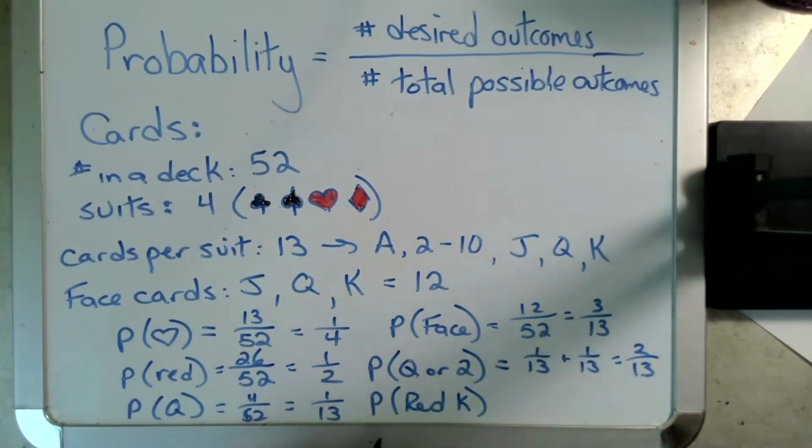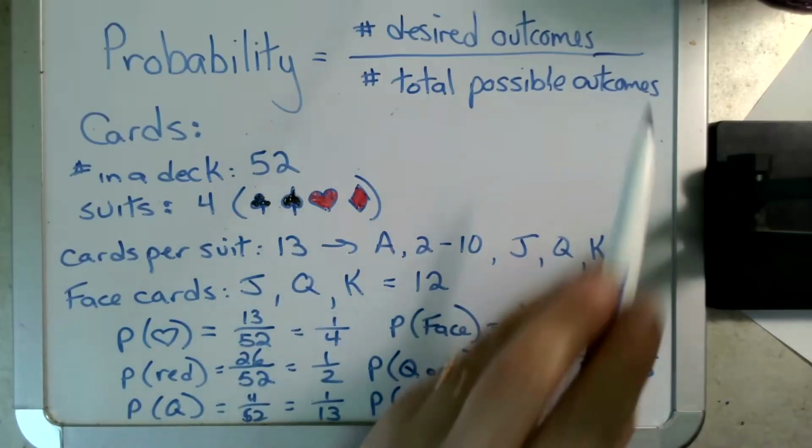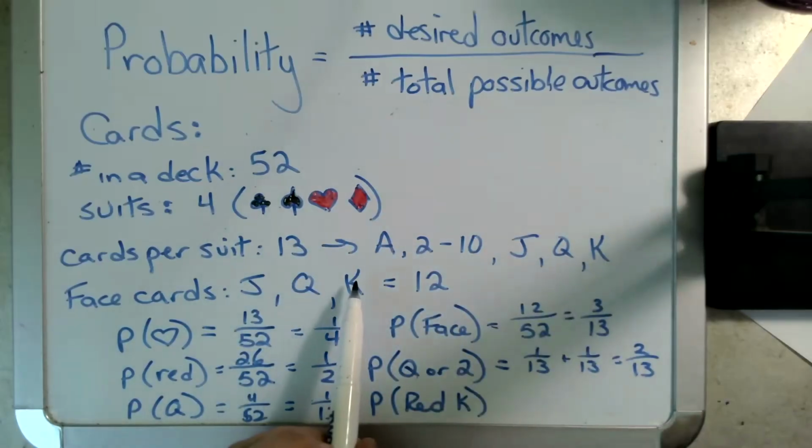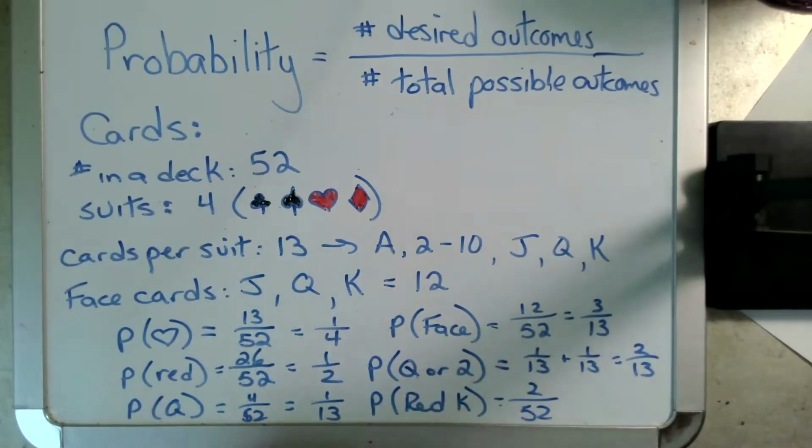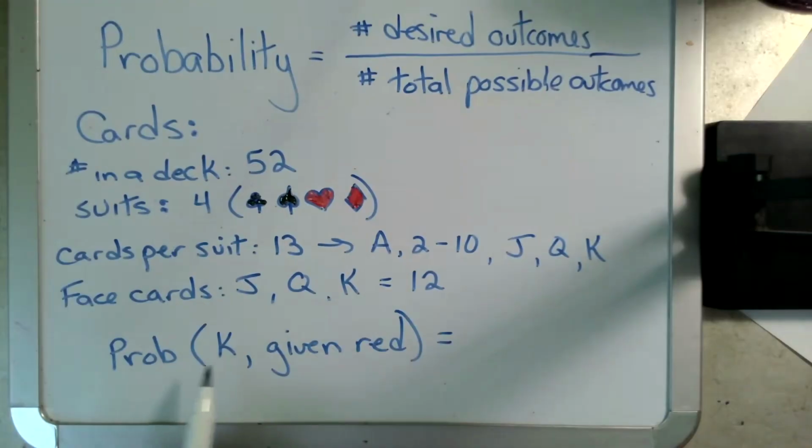How about the probability of a red king? Again, desired outcomes. How many red kings are there? There are 2 of them. The king of hearts, the king of diamonds. Total outcomes, 52, so 1/26.